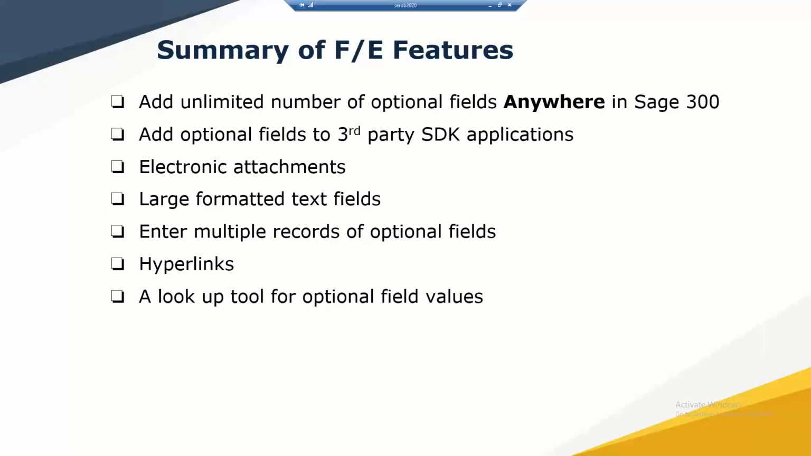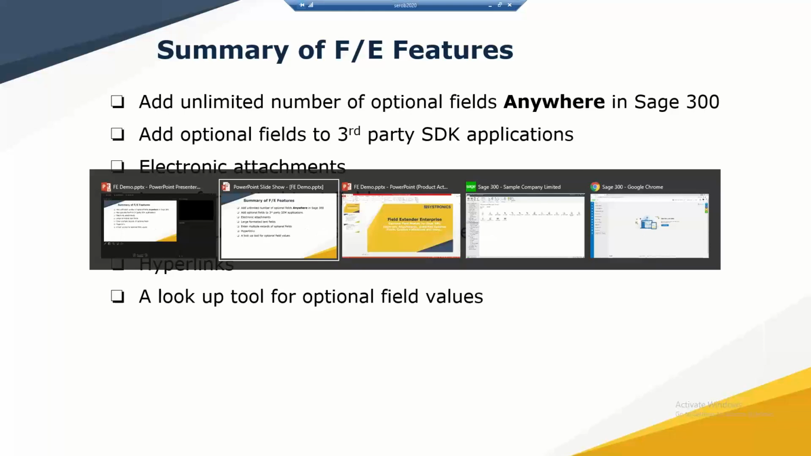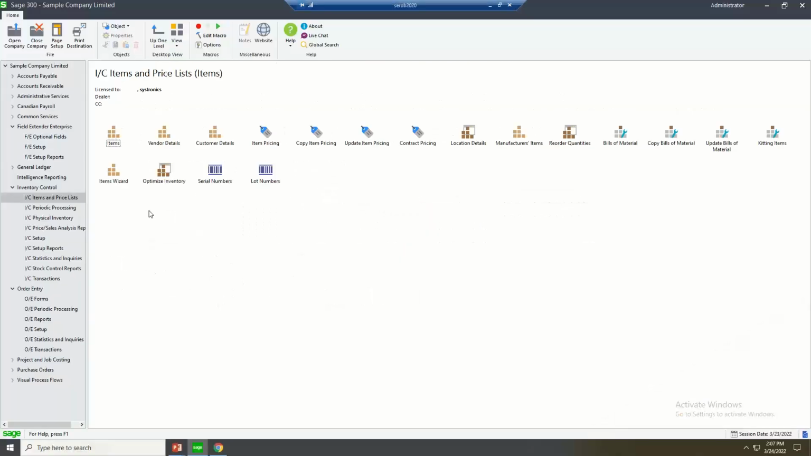Another feature of Field Extender is that it allows you to have multiple records for the same item. For example, you can have different sets of optional fields for the same inventory control item. Field Extender also supports hyperlinks, and it has a tool which allows you to look up transactions with a particular Field Extender value. Let's now go to Sage 300 and see Field Extender live.